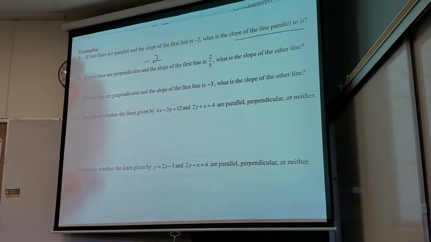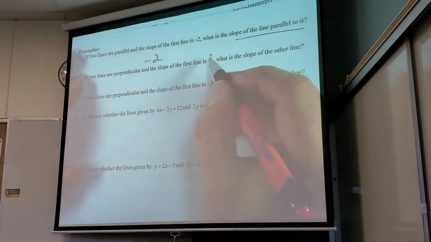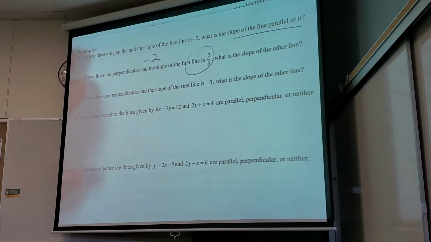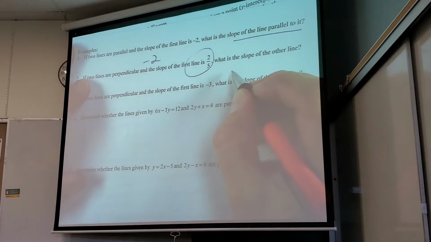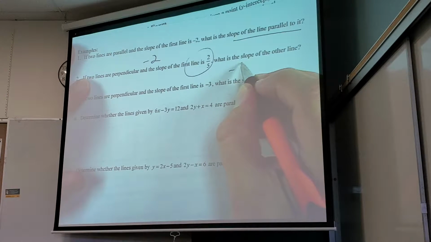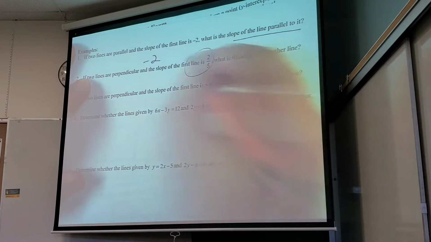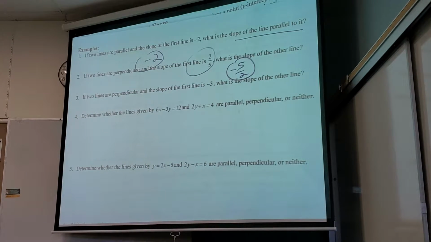If 2 lines are perpendicular, and the slope of the first line is 2/5, the other line's got to have what slope? 5 over 2. So for parallel, it's completely the same. For perpendicular, it's totally opposite. And there are 2 main ideas of opposite. When I say opposite, I could mean different sign, or it could mean reciprocal, and we just do both. Make it totally opposite.